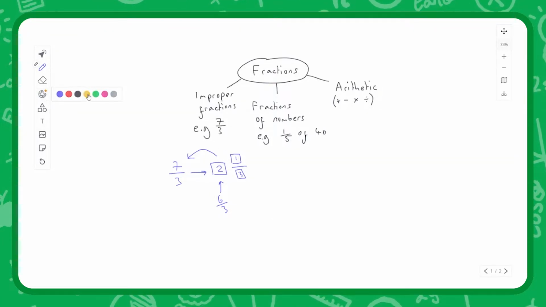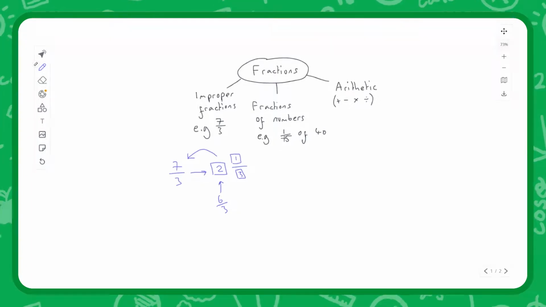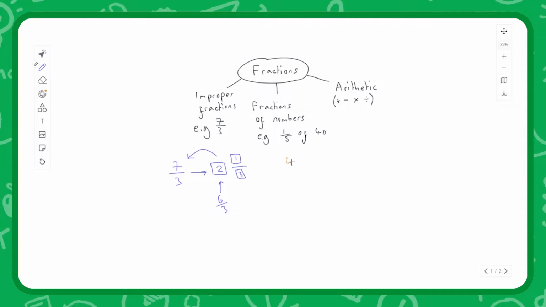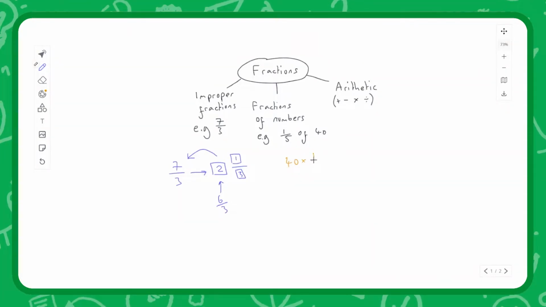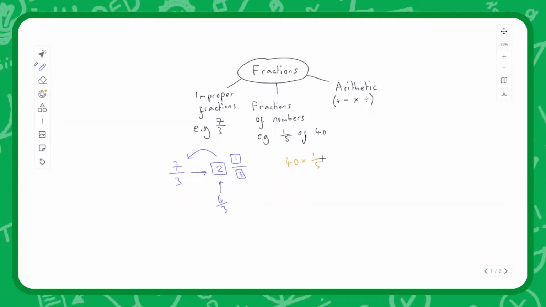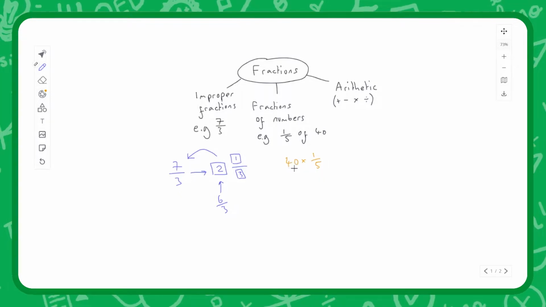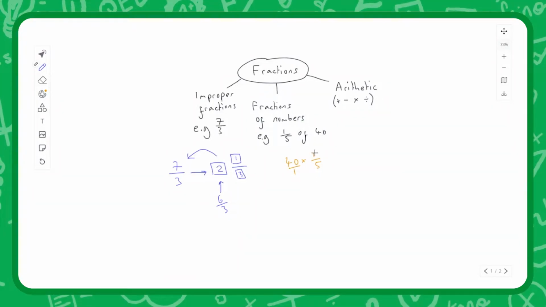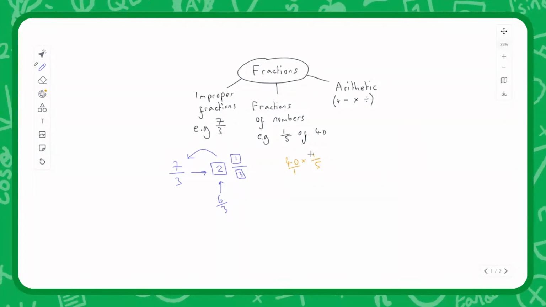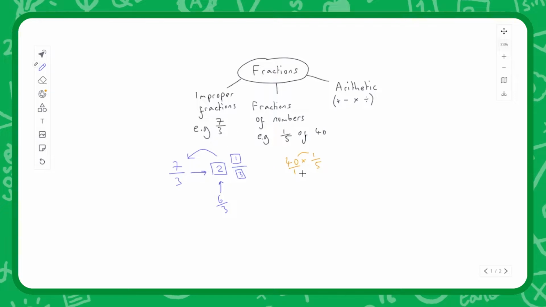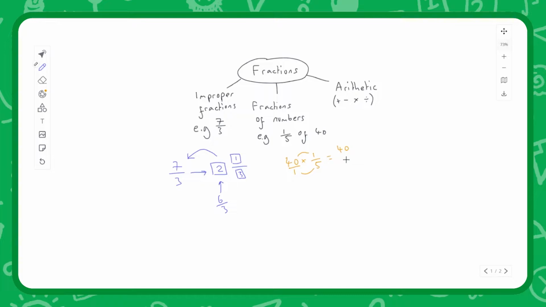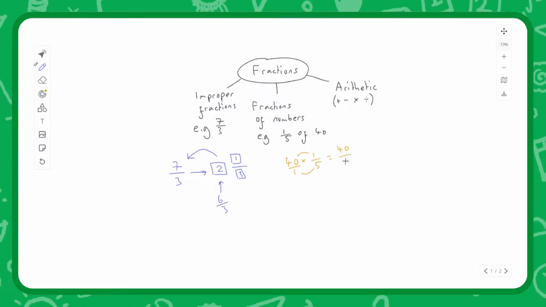Next up is fractions of numbers. So if we just look at this example, a fifth of 40. Well, on the calculator, we would need to do 40 times a fifth, or a fifth times 40. And 40 times a fifth, well, we could think of this as actually 40 over 1 times 1 over 5. And when we times fractions together, we'll do it in a second with arithmetic, all we do is top times top and bottom times bottom. So we end up doing 40 times 1, which is 40, and we do 1 times 5, which is 5.